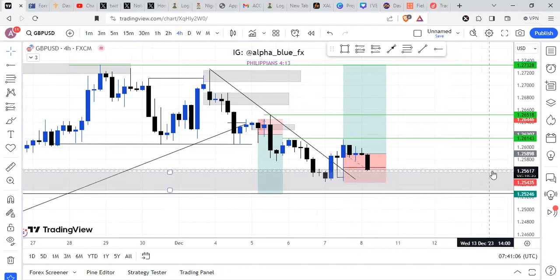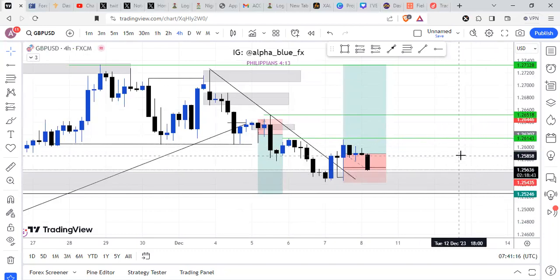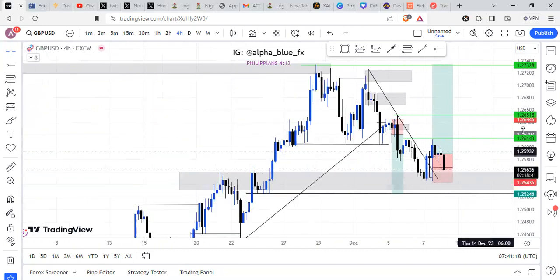But because of the purpose of this daily analysis, I came back to the chart. And guess what, guys? Today is NFP. So today is NFP day. And you can easily make money or easily lose your money today.